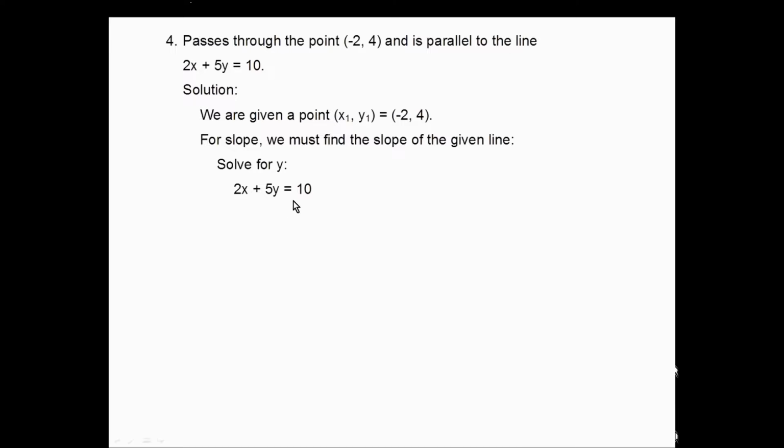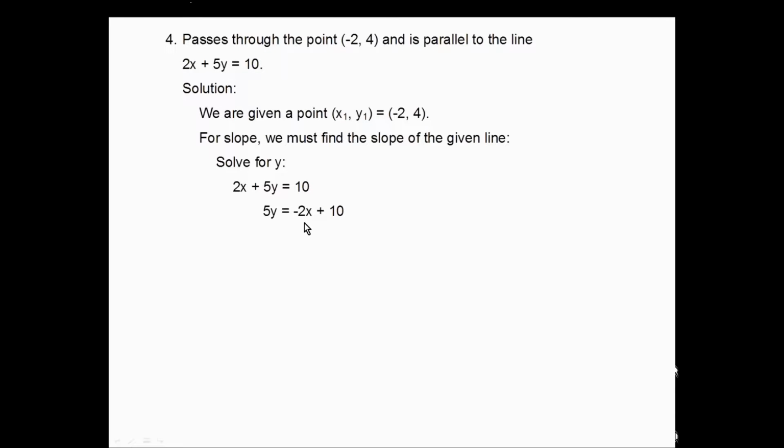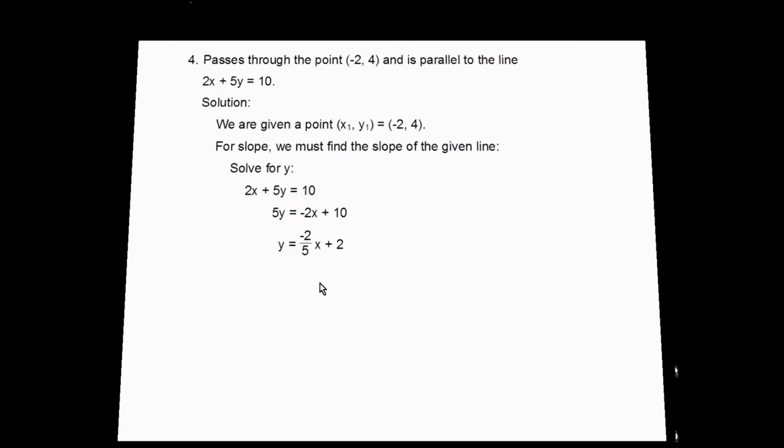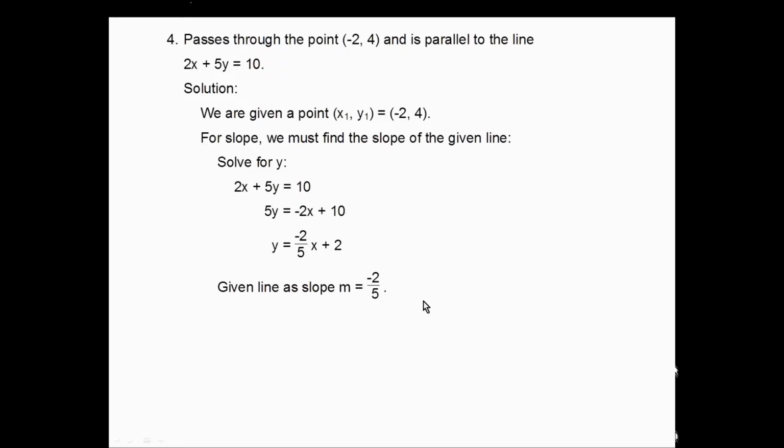So I've got 2x plus 5y equals 10. Okay, subtract the 2x. So 5y is equal to negative 2x plus 10. Divide it all by 5. So y is equal to negative 2/5 x plus 2. The slope of the given line is negative 2/5. For parallel, we need the same slope. If we were doing perpendicular, we would flip it over and change the sign. So we need m to be negative 2/5.